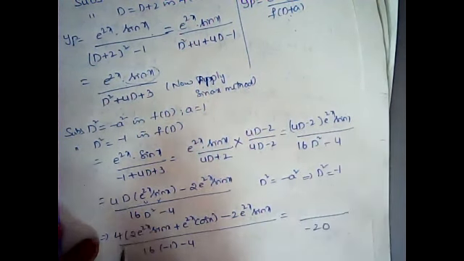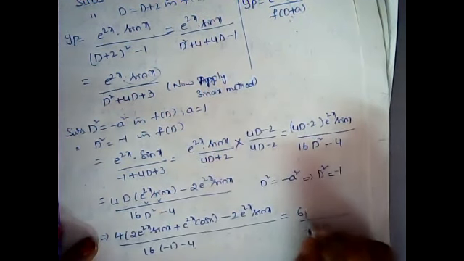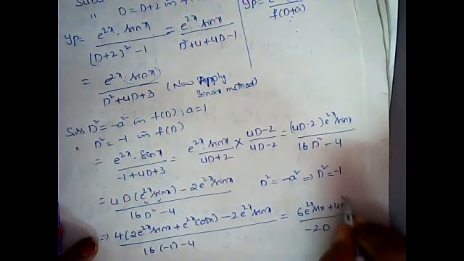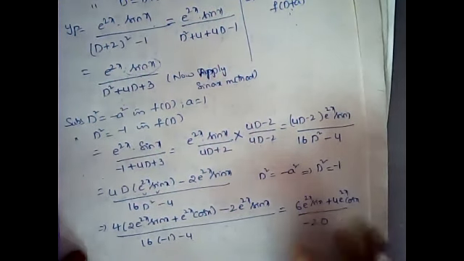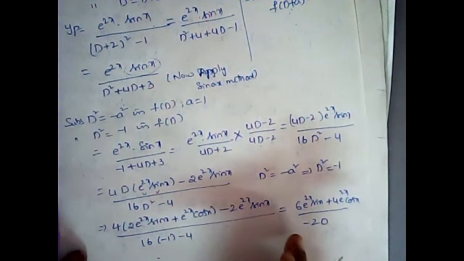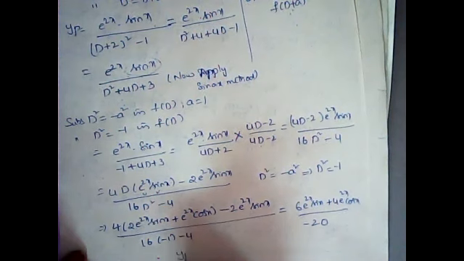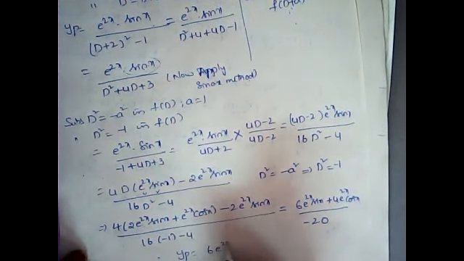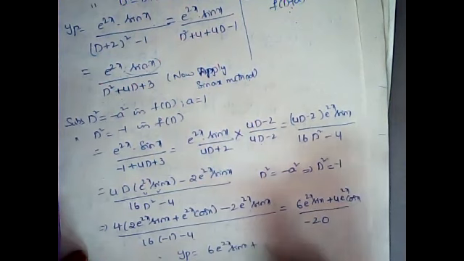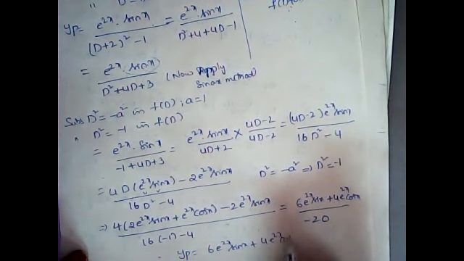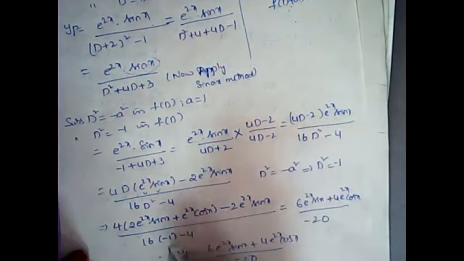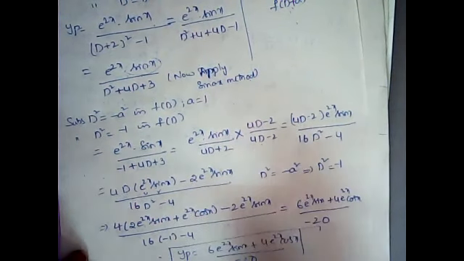So minus 20 here, and 8 e power 2x sin x minus 2 means here 6 e power 2x sin x plus 4 e power 2x cos x. So this is the required yp here. Okay. In this way, we need to find out yp and yc in e power ax into V. So therefore, yp is equal to 6 e power 2x into sin x plus 4 e power 2x into cos x by minus 20. So we got what is yp and what is yc.